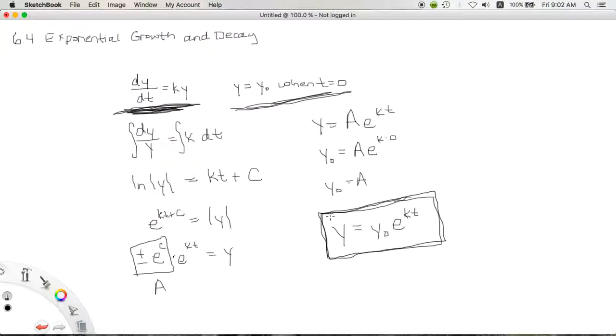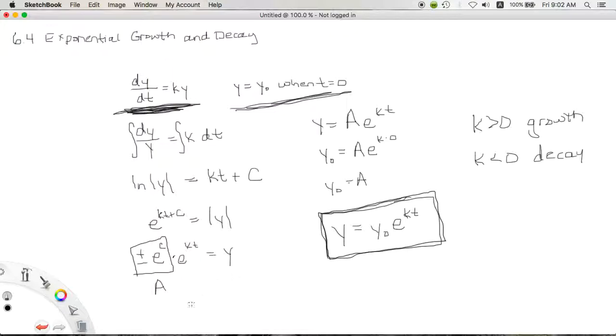k is the proportionality constant. When k is greater than 0, we have growth. And when k is less than 0, we have decay. Because, of course, if k is less than 0, then the exponent will be negative, which means you'll have 1 over e to the power, and that'll make it get smaller and smaller.